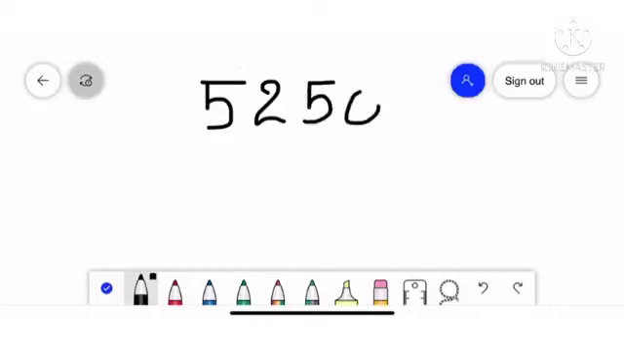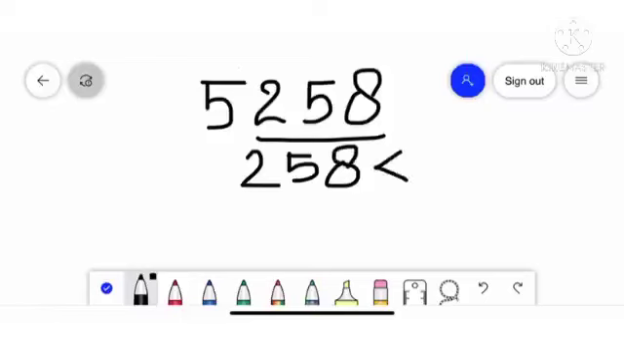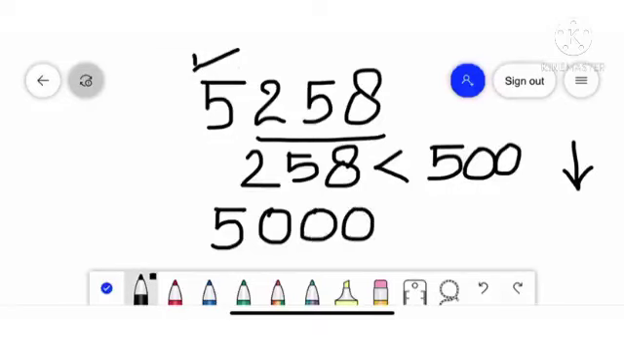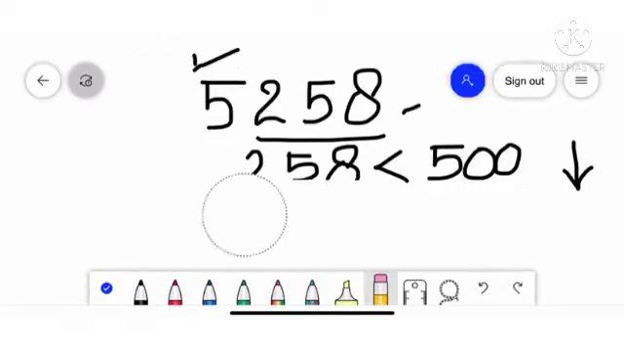5258. So we have to round off this number to the nearest thousand. As you know, the number is ending with 258, and 258 is less than 500. It means the number is going to be rounded down. Then we are not going to add anything on the thousands place. We are going to write the 5 only, and the digits we are comparing are going to be replaced by zeros. So 5000 is the round off of 5258. Let's see one more example.